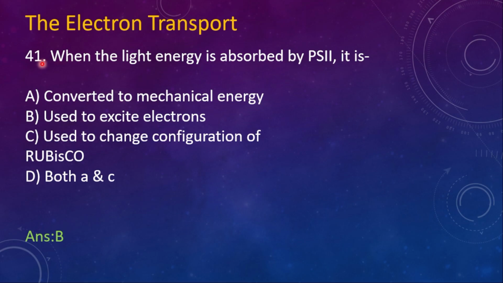Electron transport. 41. When the light energy is absorbed by PS2, it is: option A, converted to mechanical energy; B, used to excite electrons; C, used to change configuration of the Rubisco; D, both A and C. Here the right option is B, used to excite electrons.